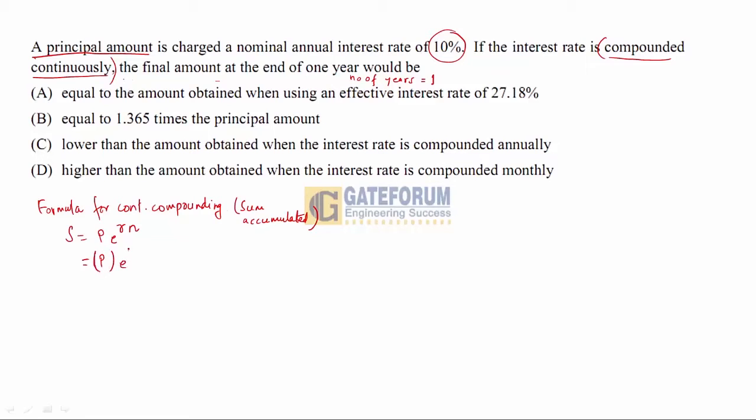e to the power R is how much? 0.1, number of years is 1, so P e to the power 0.1, let me use my calculator, it is P into 1.1052. Okay, by looking at option B, it says that it is equal to 1.365 times the principal amount, but we are getting 1.1052 times the principal amount, so this cannot be the option. Option B is eliminated.